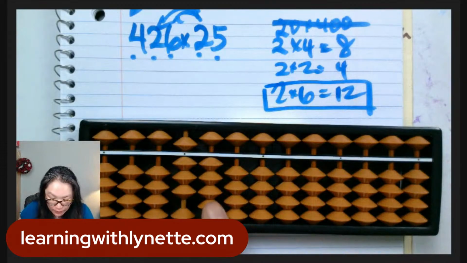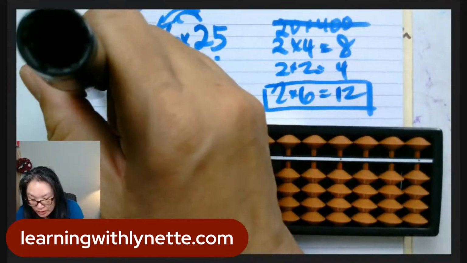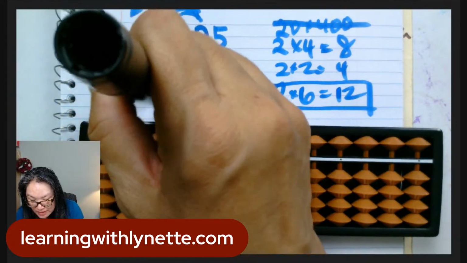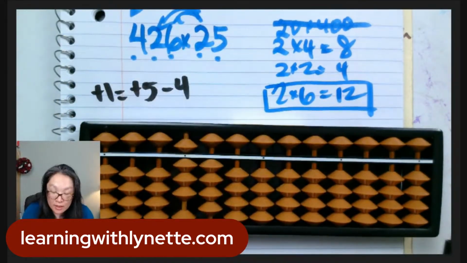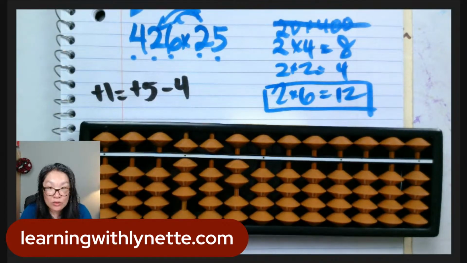Is there enough to add the 12? No. Why? Because we need 1, we need 2. We know how to add the 1. When we add the 1, what are we going to do? Plus the 1 is equal to what? Plus the 5 minus 4. So plus the 5 minus the 4 and add the 2. Do we got it? We're all right?